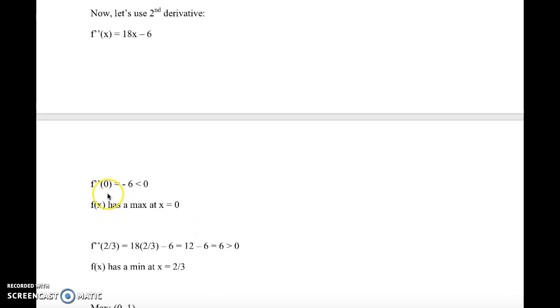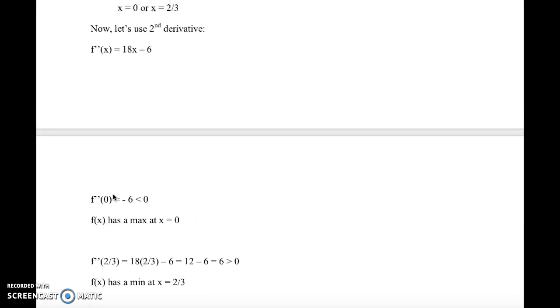If we plug 0 into that function, we end up with negative 6, which is less than 0. So seeing as the value is less than 0, we have a max at x equals 0. If we plug in 2 over 3, we end up with the positive value of 6, and 6 is greater than 0. So we have a min at x equals 2 over 3.